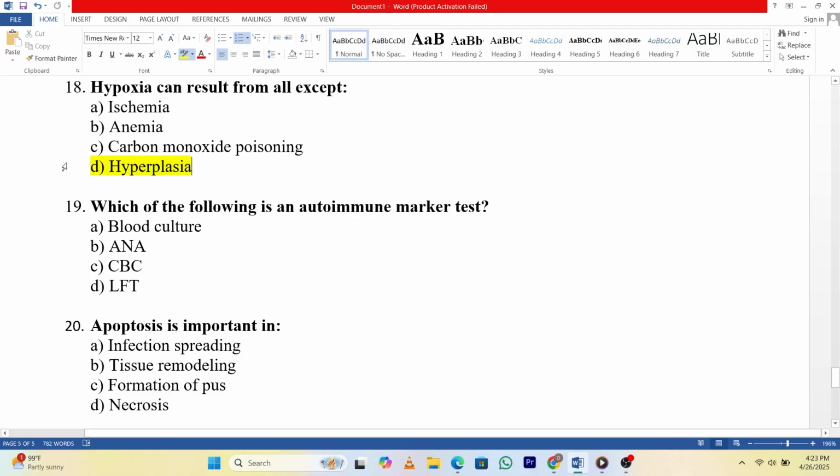19. Which of the following is an autoimmune marker test? A. Blood culture. B. ANA. C. CBC. D. LFT. Answer: B.